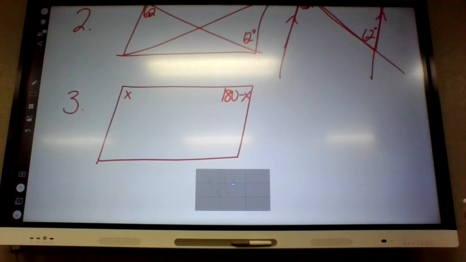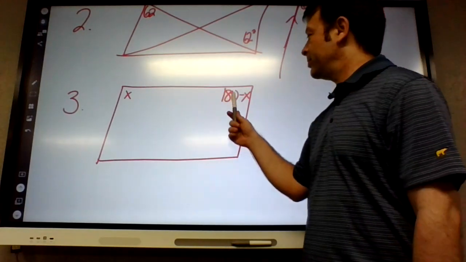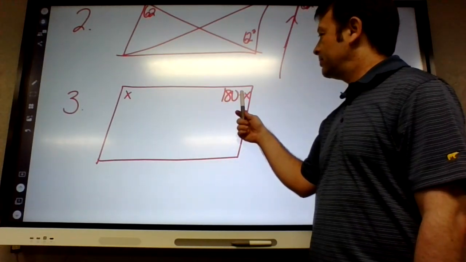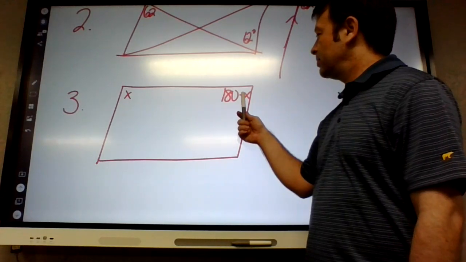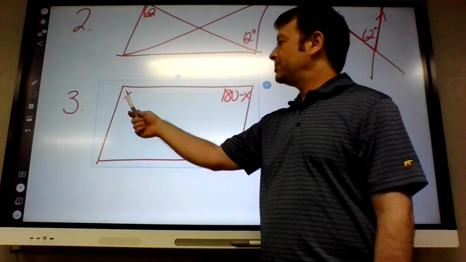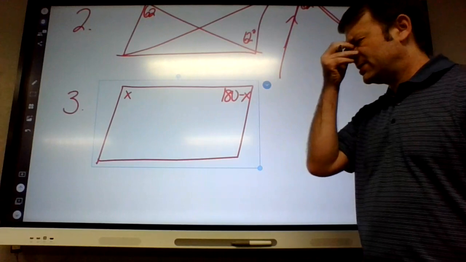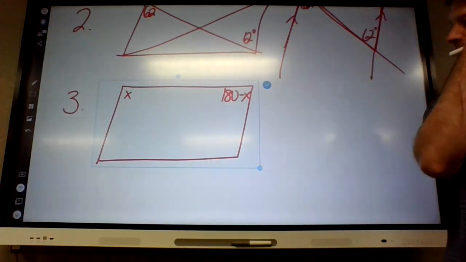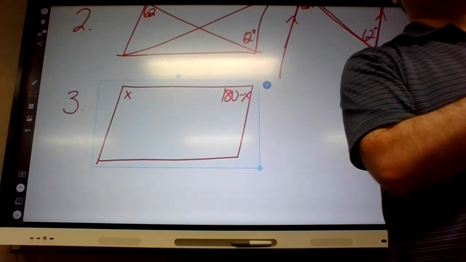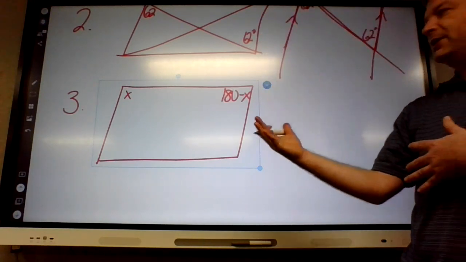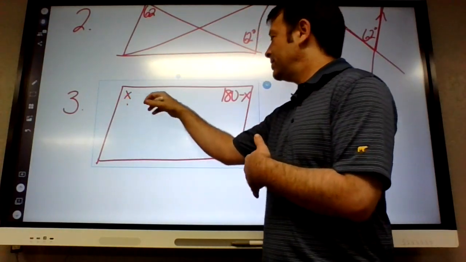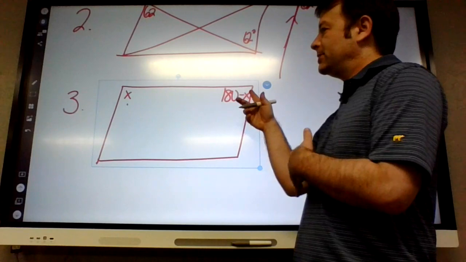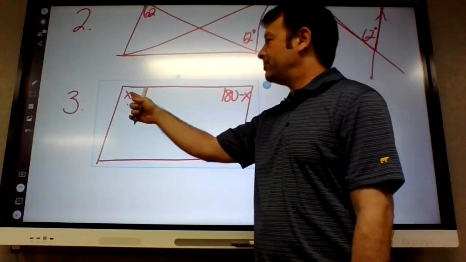Okay, we kind of talked about this one for number 3. How are these two angles related? X and 180 minus X. They're supplementary. Yeah, remember when we solved supplementary angles, if we know one of the angles is like 50, the other one's gotta be like 180 minus 50. So these two are supplementary.